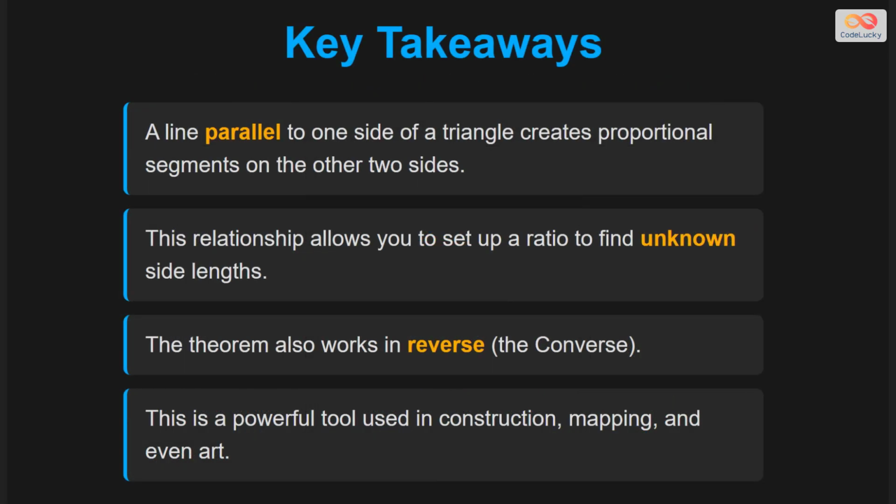To sum it all up, remember that a line parallel to a triangle's side divides the other two sides into proportional segments. This proportional relationship is a powerful tool for finding unknown lengths. Don't forget that this works in reverse, too. This theorem is a fundamental concept that bridges geometry with real-world applications.